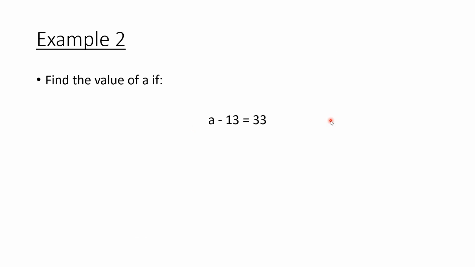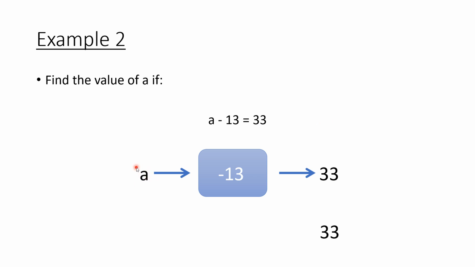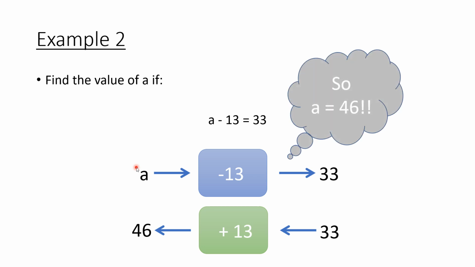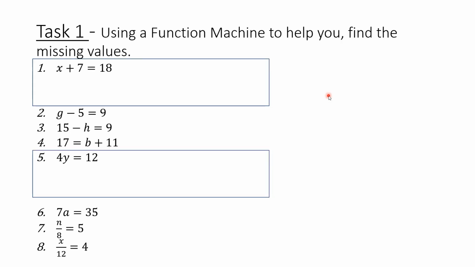Have a look at this one. Find the value of a if a minus 13 is equal to 33. So again, we start off with our a. We know we're going to be taking away 13, and we know that our output is 33. So we have to now find what our input is by working backwards. So we start off with 33. We do the opposite of minusing 13, which is adding 13, meaning that our final answer is 46. So a is equal to 46, and that would be your final answer.